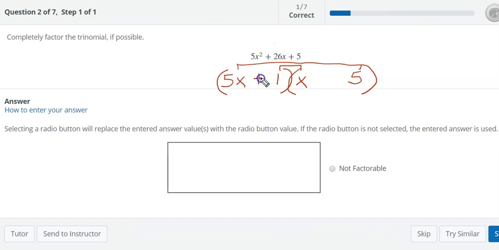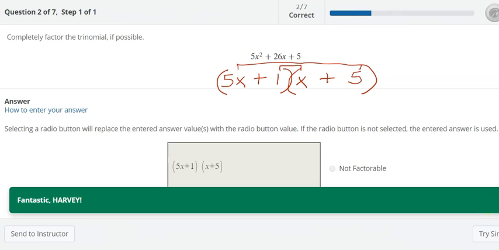So this one was sort of easy. And then you FOIL it, and it checks. Put that into our answer box and check it. And that was a good one. All right, let's go on.